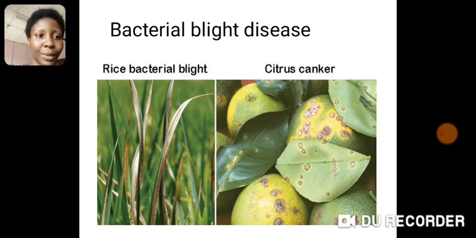You can see those spots on the leaves and on the fruits. So that is citrus canker disease. Your rice, as you can see on the right, is having yellowish lines on the edges, not well formed too. It should be all green, but you can see those. So that's rice bacterial blight, the bacterial blight disease of rice. That's what it looks like, the bacterial blight disease of rice and citrus canker.